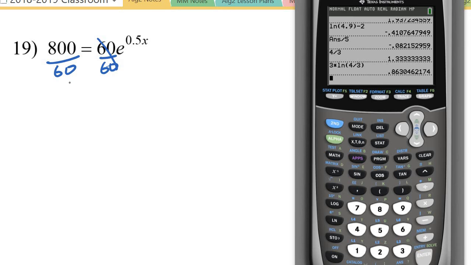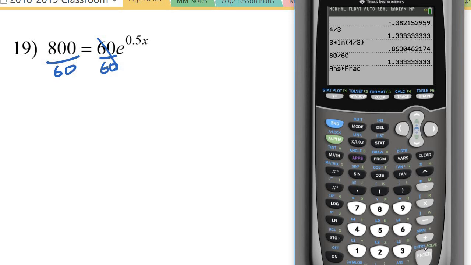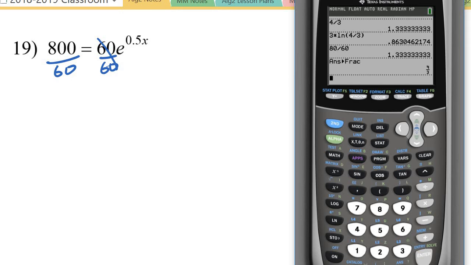And then we have 80 divided by 60, which is going to be some repeating decimal. So I don't want to keep it that way. I want to keep it as a fraction. So it's basically 80 divided by 60, which you can change to a fraction as 4 over 3. Okay, this is 4 over 3 equals e to the power of 0.5x.